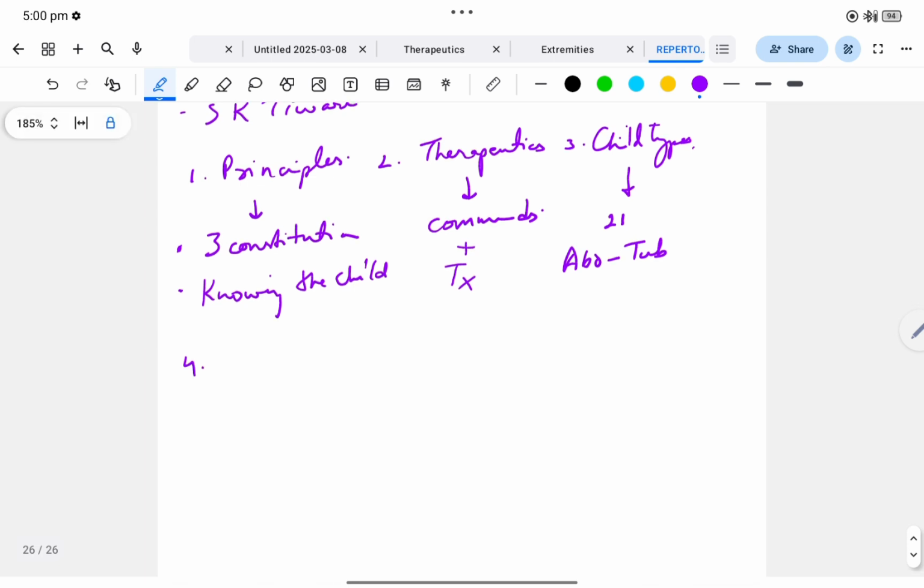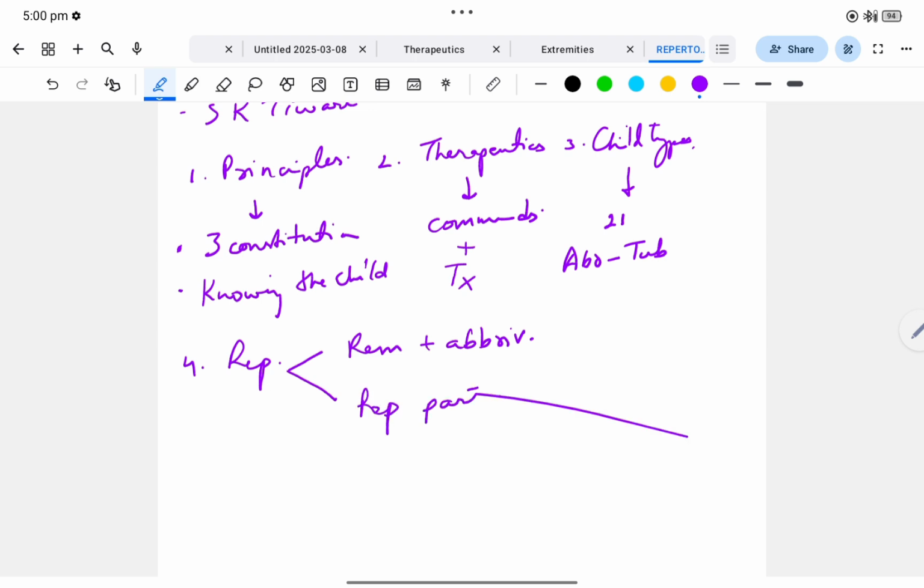Fourth part is the repertory part. It has two other parts. The first part is remedies with their abbreviations, and the second part is the repertory part. Now we will see the gradations of this repertory. Three gradations are there. First is capital, second is bold, and third is ordinary Roman.